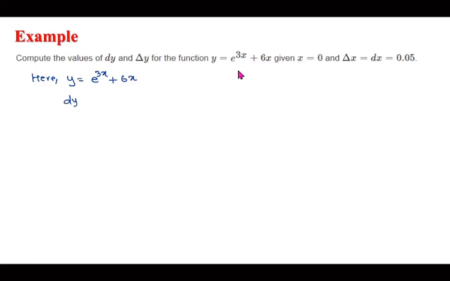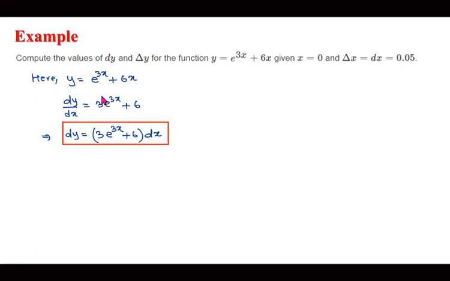We can find the derivative first. dy over dx is equal to, the derivative of e to the 3x is 3 e raised to 3x, and the derivative of 6x is 6. And if we multiply on both sides by dx, we get dy equal to 3e raised to 3x plus 6, multiplied by dx. So that is the differential notation equivalent to that function.